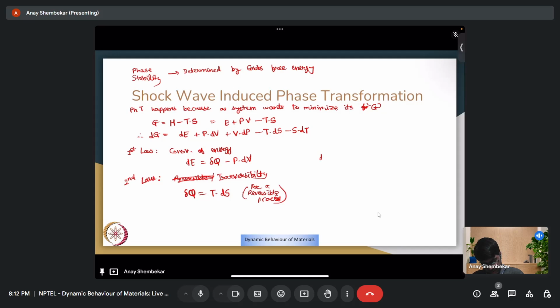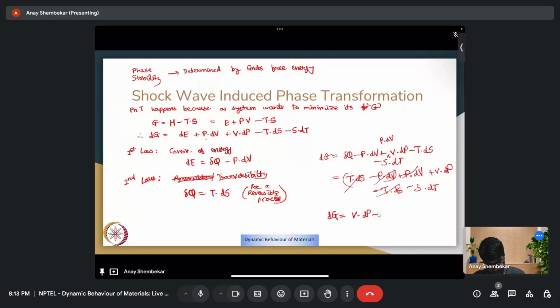Once we plug this in, you get dG is equal to dQ minus TdS plus VdP minus SdT. Assuming the reversible process, you have TdS minus PdV. There's another PdV here. The PdV terms cancel out, and TdS, TdS cancel out. So you end up with dG is equal to VdP minus SdT. So, this is the equation for the change in the differential of the Gibbs free energy.